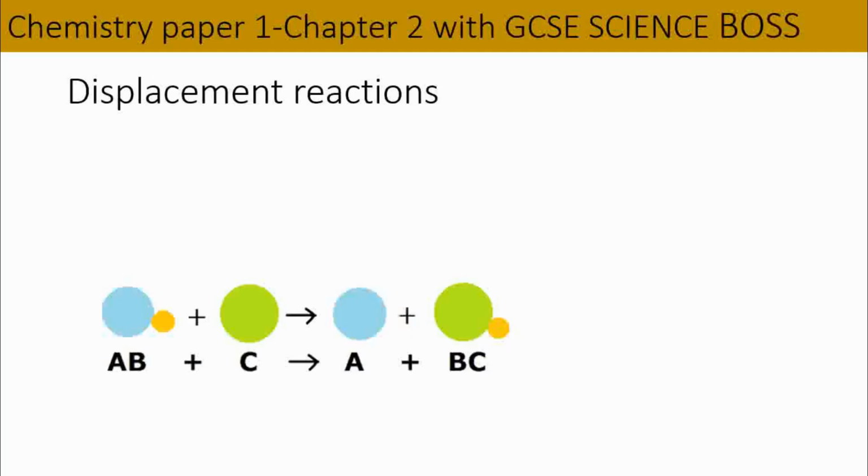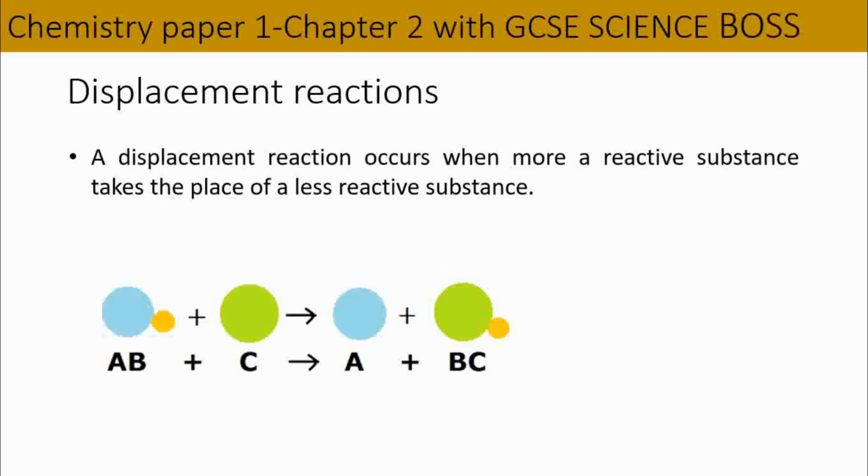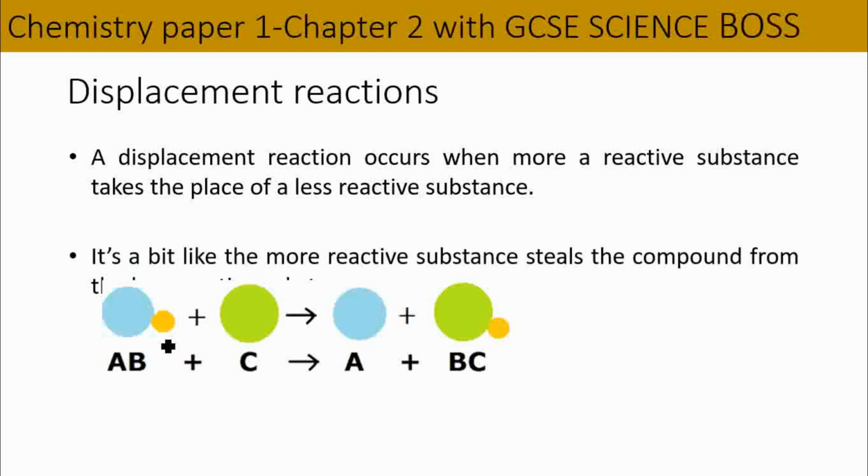Okay, good. Now group 7 elements often undergo a type of reaction called a displacement reaction. Now what's a displacement reaction? A displacement reaction, as it suggests here, is a reaction in which a more reactive substance takes the place of a less reactive substance. All right, and that can be summarized here. So if you have a look at A being bonded to B and C comes in, C can take the place of A, okay, because C is bigger and more reactive.